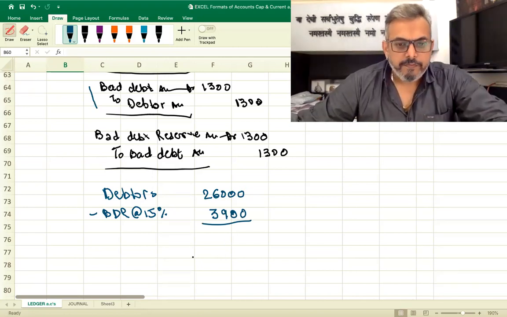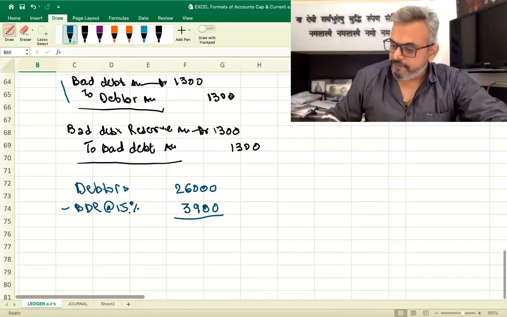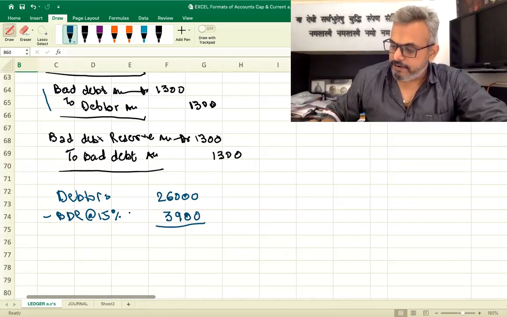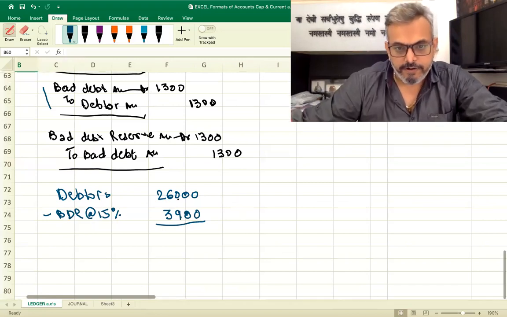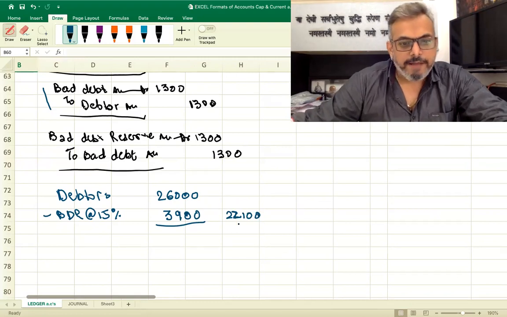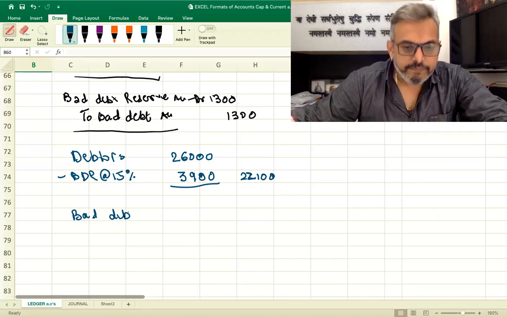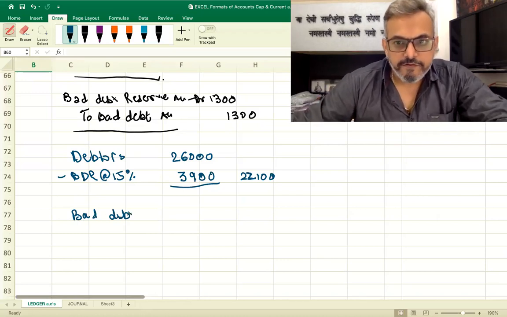Now let's do a working. We can see the difference: 26,000 minus 3900 is 22,100. So the outer column is 22,100. Now, what happens to bad debt reserve? The marker is not working well on Excel. I'll go to the whiteboard.